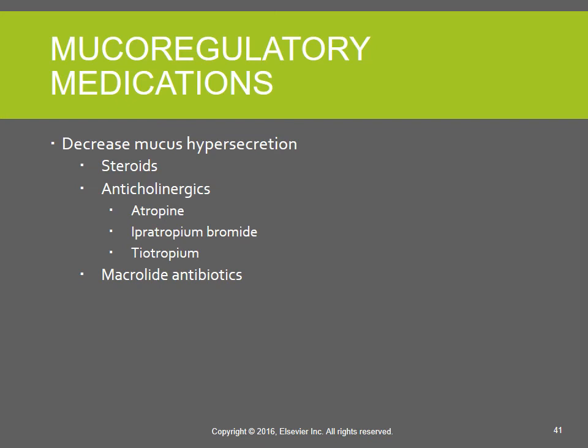Mucoregulatory medications decrease mucus hypersecretion. These include steroids, anticholinergics like tiotropium, ipratropium bromide, and atropine, roflumilast, and macrolide antibiotics.